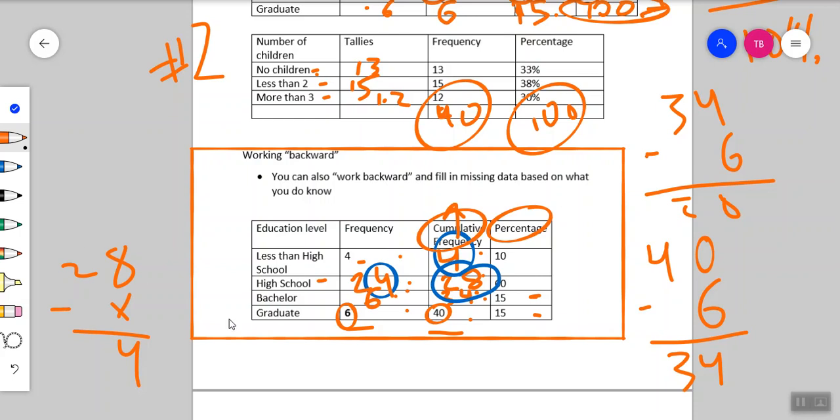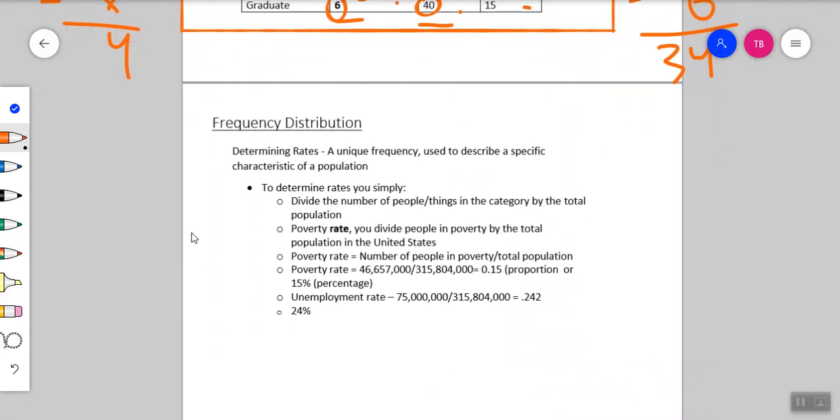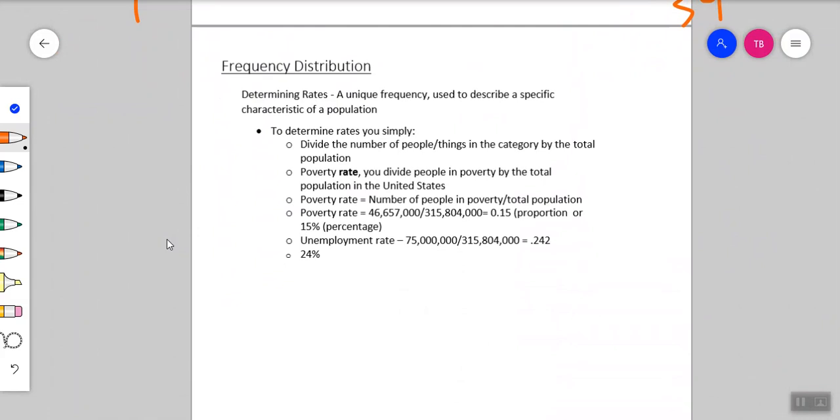The 2 or 3 problems that we have are going to be able to be figured out with the information given. Okay? Scrolling here. So here's the example of poverty rate that I was talking about. So determining rates. So this is a unique frequency. It's very similar to the one we talked about before. We just call it rates because generally it's describing a specific characteristic.